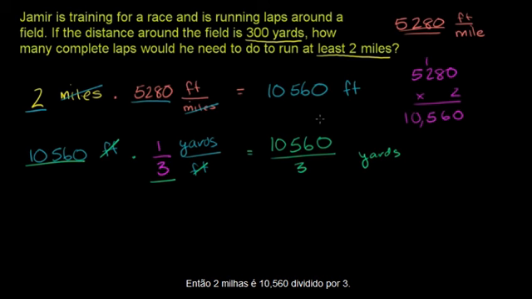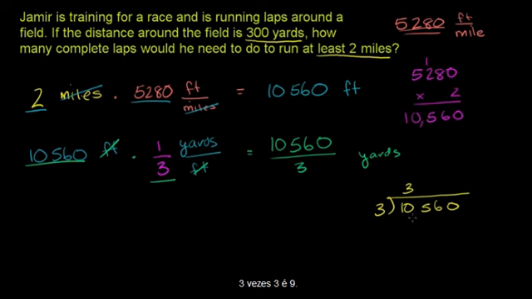So 2 miles is 10,560 divided by 3. Let's figure out what that is. 3 goes into 10,560. It doesn't go into 1. It goes into 10 3 times. 3 times 3 is 9. We subtract and get 1. Bring down this 5, it becomes 15. 3 goes into 15 5 times.